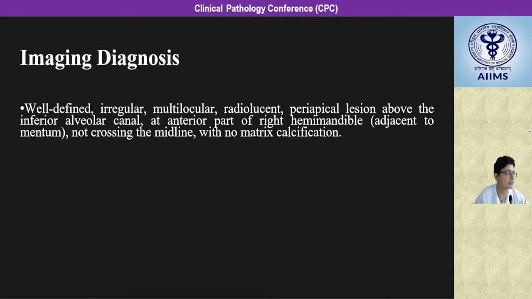So on the basis of the imaging, as we have seen, it is a well-defined lesion. It has got irregular margins. It is a multilocular, radiolucent, peri-apical lesion, which is above the inferior alveolar canal. We are saying that it is an odontogenic lesion, and it is in the anterior part of the right hemimandible, adjacent to the mentum, not crossing the midline, and there is no particular matrix calcification or ossification.